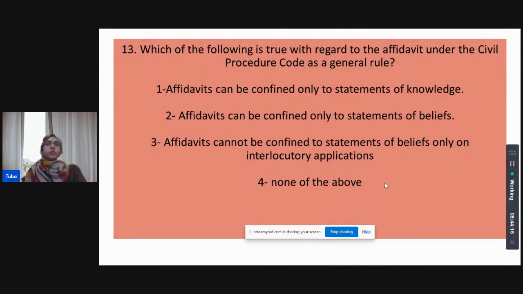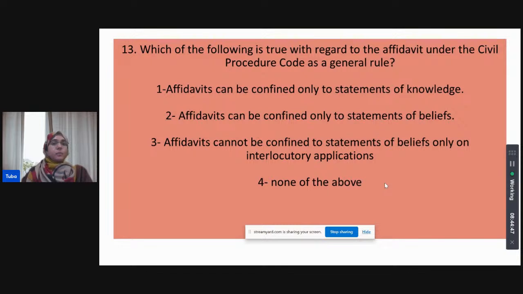Which of the following is true with regard to the affidavit under the CPC as a general rule? So this is a general rule. Generally, what do we follow as a rule of thumb? Any exceptions are not asked here, just a general rule. Is it that affidavits can be confined only to statements of knowledge? Is it that affidavits can be confined only to statements of beliefs? Is it that affidavits cannot be confined to statements of belief only on interlocutory applications? Or is it none of the above?